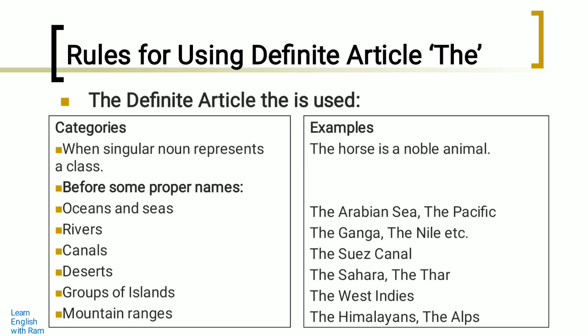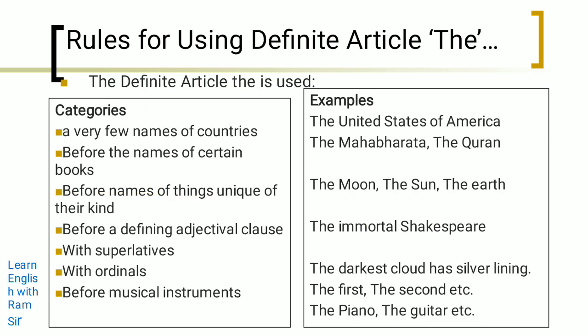And the next thing is very clear, mountain ranges. If the name of a mountain range is there, that time you have to put the article. For example, the Himalayas, the Alps. So these are the mountain ranges, right? So the next rule is that a very few names of the countries, they are using the.